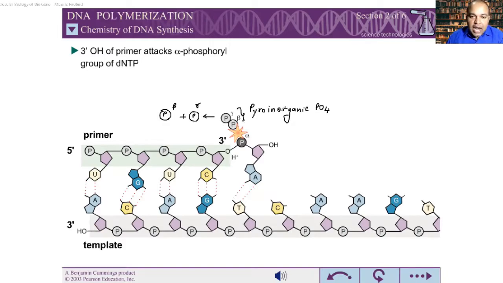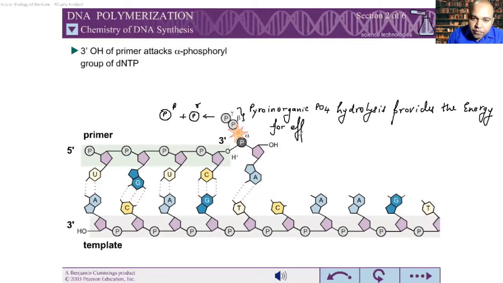This separation, or the hydrolysis of the pyrophosphate, is responsible for driving the entire process of DNA replication. It is this pyrophosphate hydrolysis that provides the energy for effective DNA replication. Okay, next point.